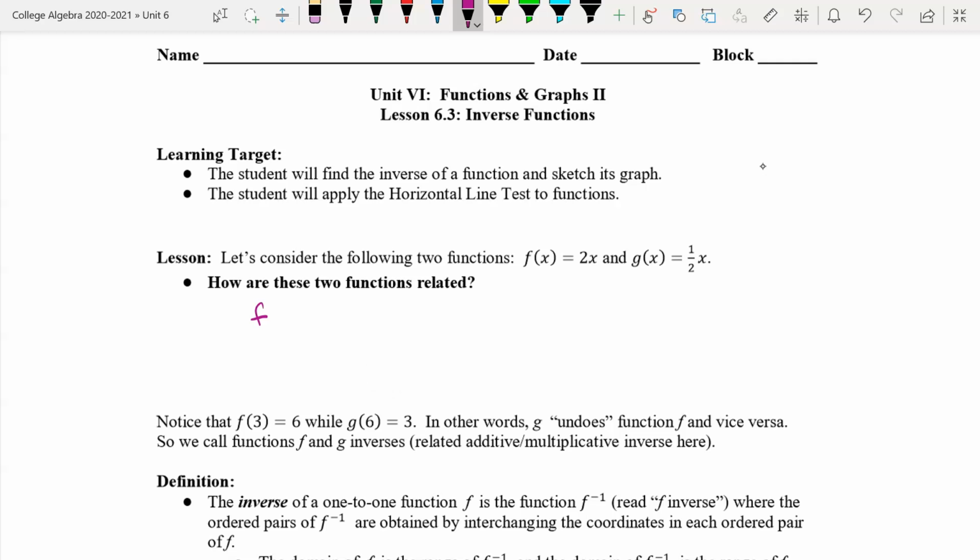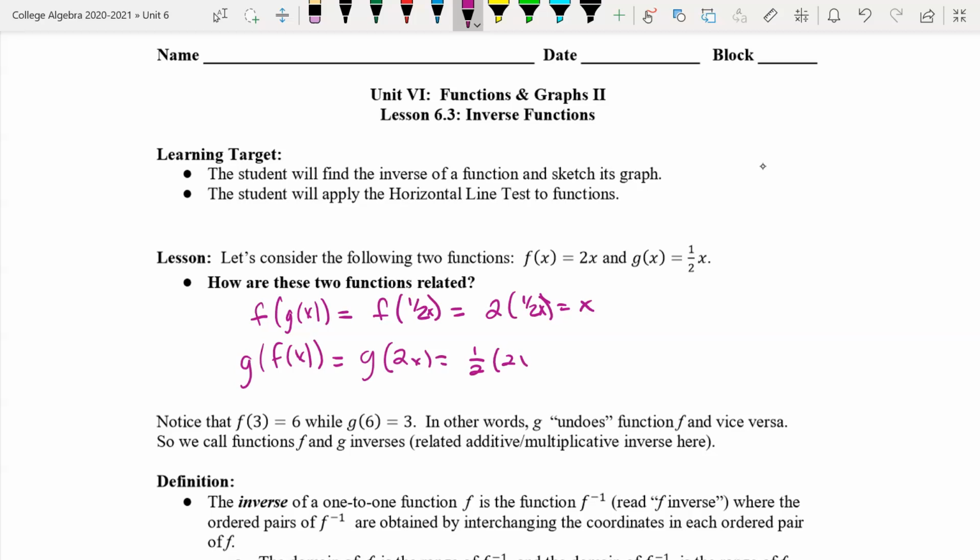If I take f of g of x, I'm doing f of 1/2 x, which is equal to 2 times 1/2 x, which is x. If I do g of f of x, that's g of 2x, which is equal to 1/2 times 2x, which is equal to x.